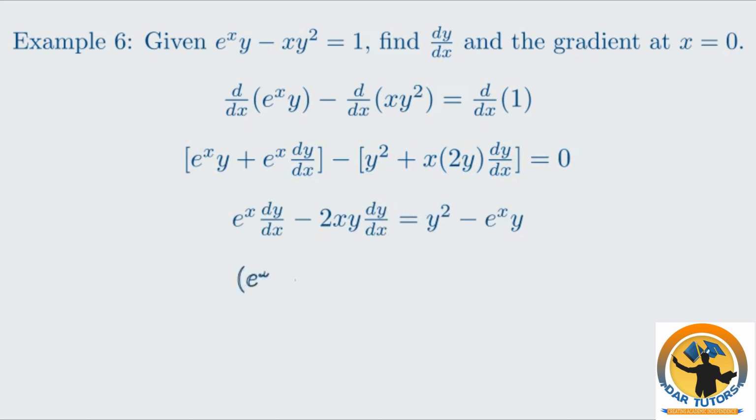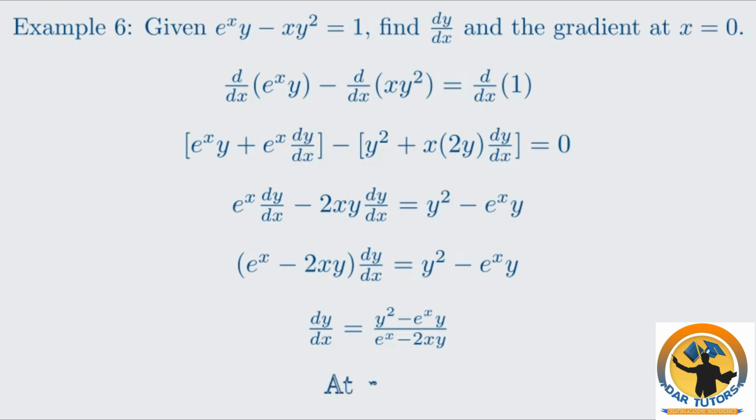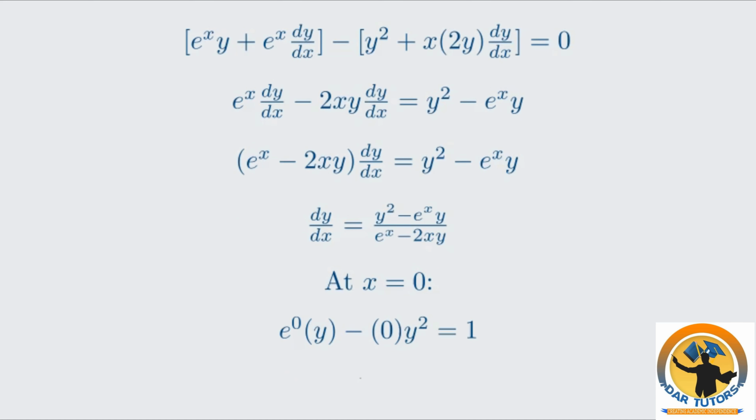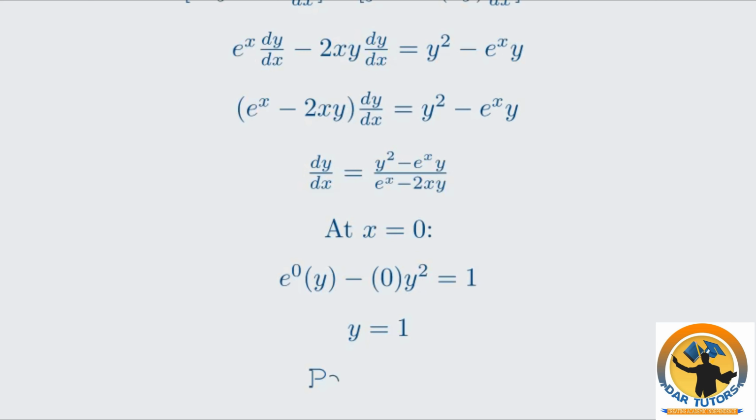Now we group the dy/dx terms and solve for it. This gives us dy/dx equals (y squared minus y e to the xy) all over (x e to the xy minus 2xy). Next, we need to find the gradient at x equals 0. We first find the corresponding y value by substituting x equals 0 into the original equation. This gives us e to the power of 0 times y minus 0 times y squared equals 1. Since e to the power of 0 is 1, this simplifies to y equals 1, so the point is (0, 1).